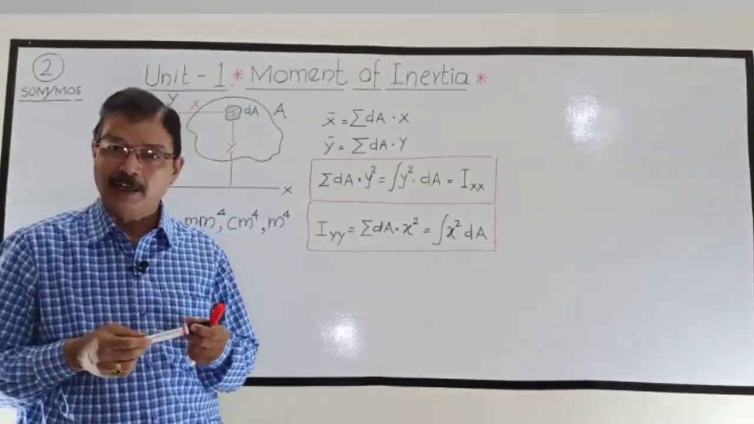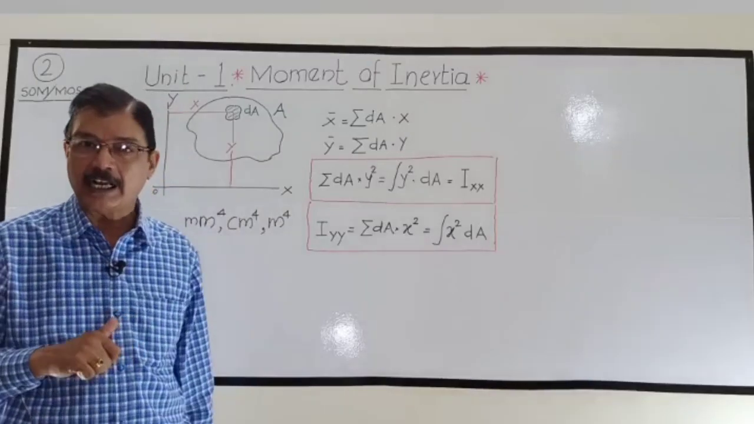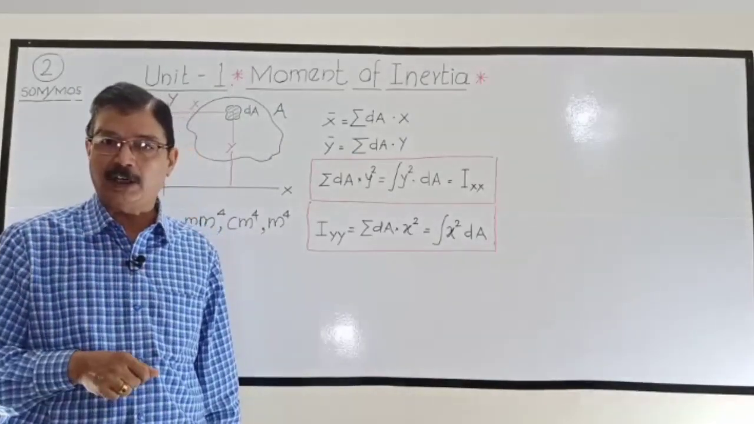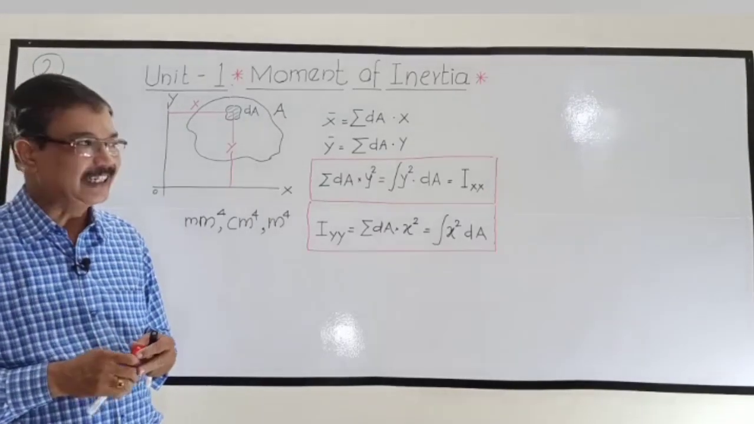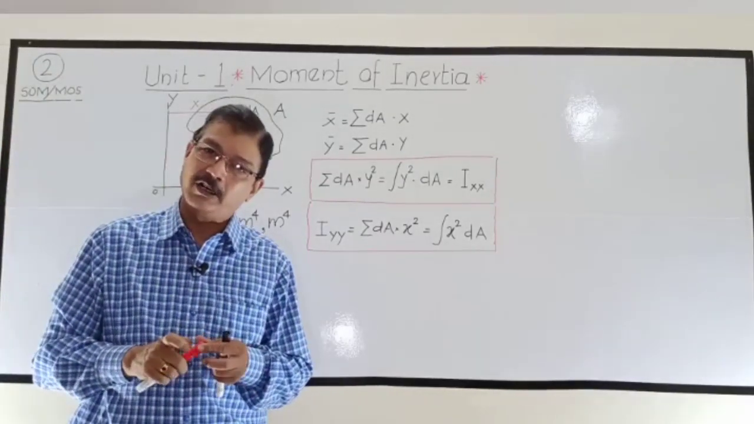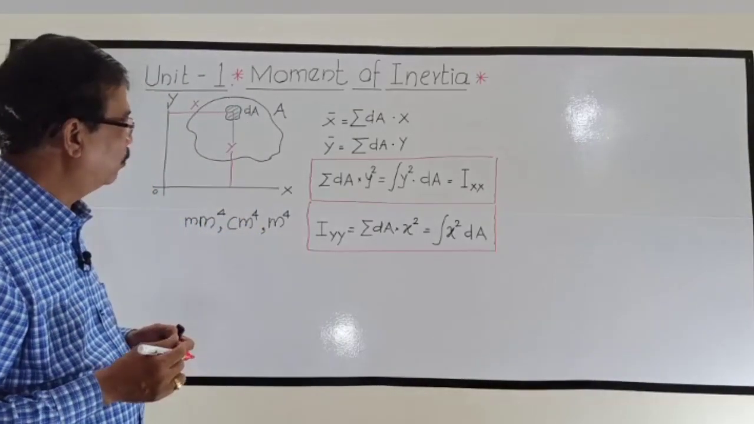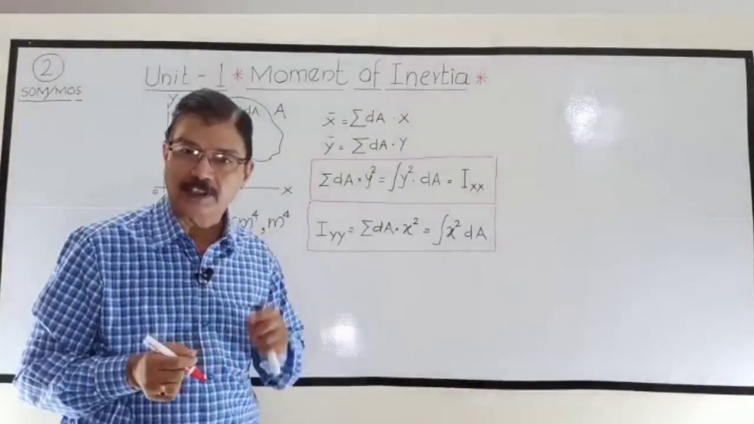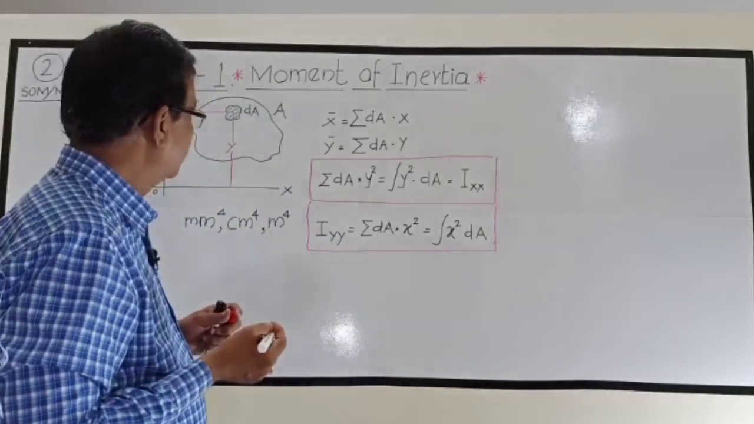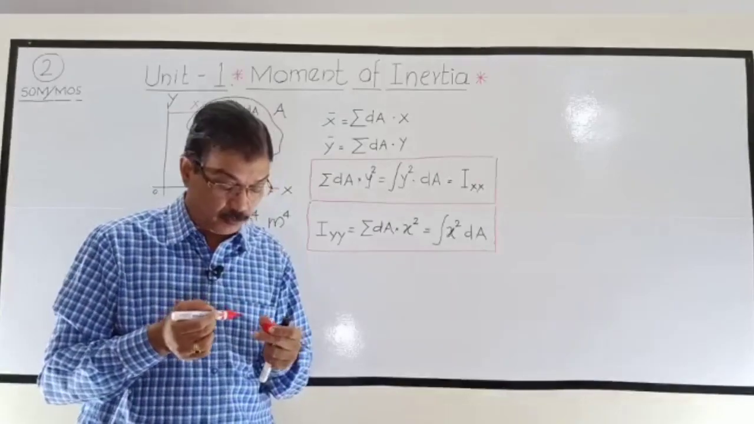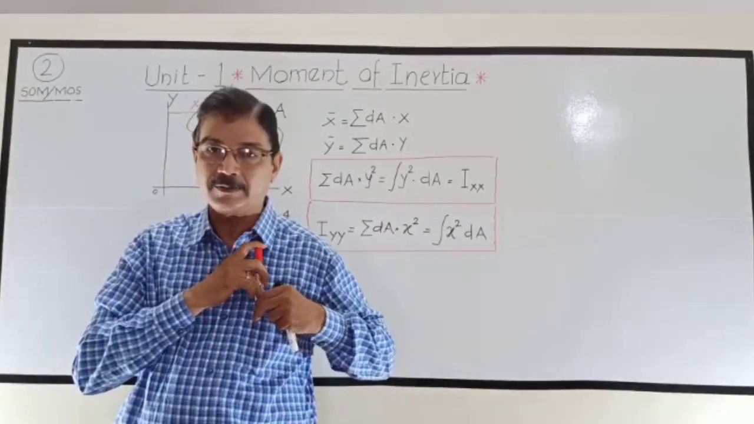Now again I will repeat the definition of moment of inertia. How will we define the moment of inertia? Moment of inertia of a plane lamina is the second moment of area about the reference axis, or moment of area about the reference axis. These are known as area moments of inertia because we are taking the moments of areas.